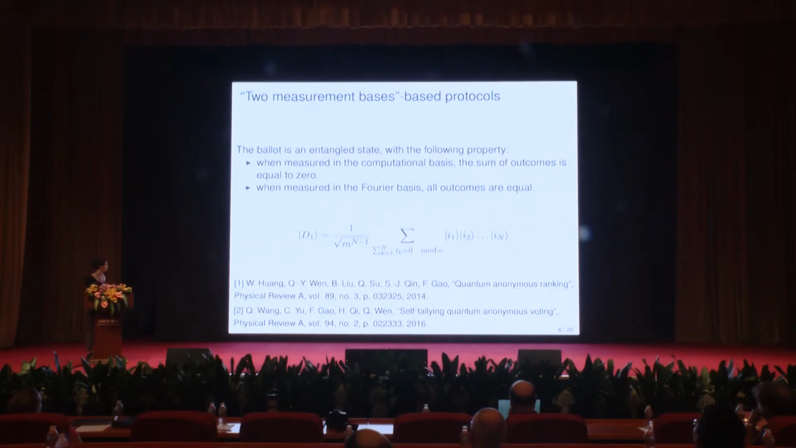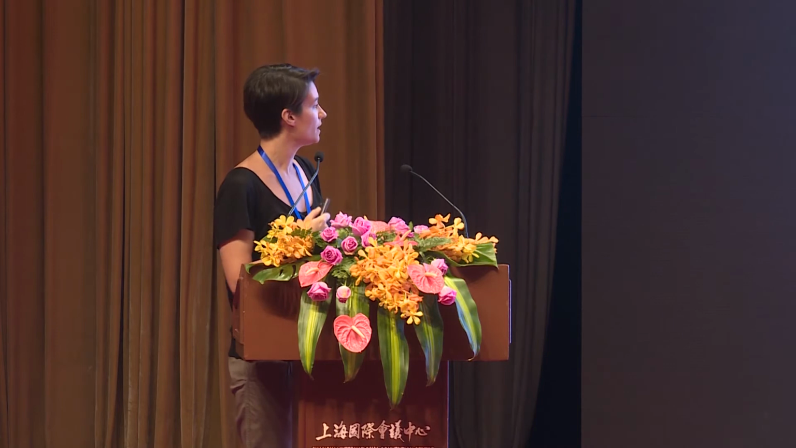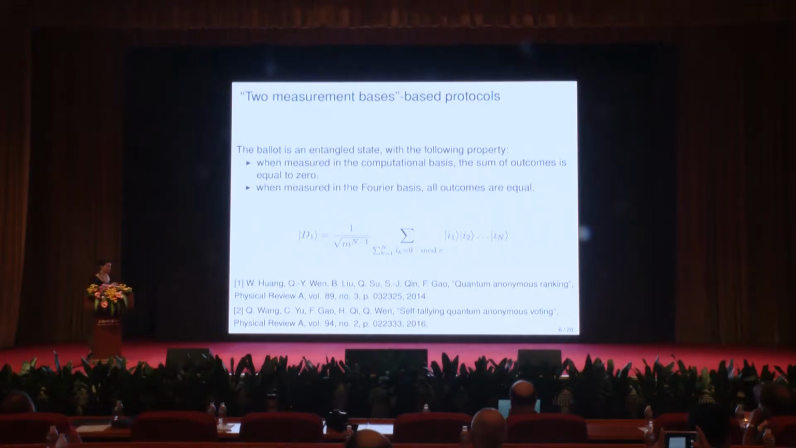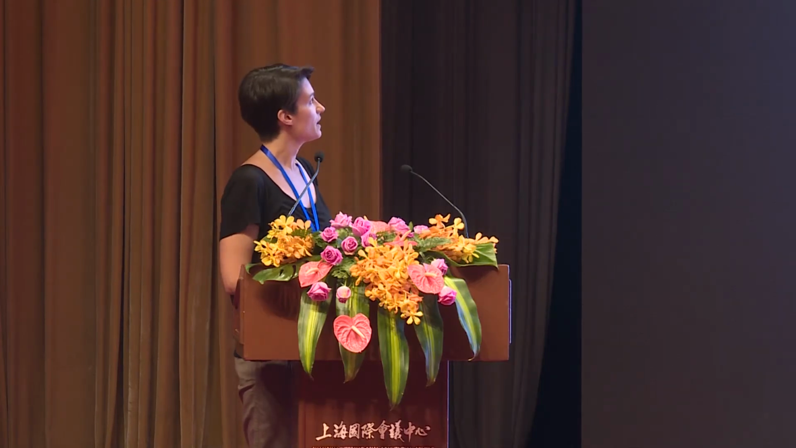There have been two papers that use this type of protocol, both in PRA, the one in 2014 and the second one in 2016. And the protocols go as follows. We have a lot of states that are shared. They are tested by the voters using a cut and choose technique. Most of them are checked and measured. Then some of them remain to be used for the protocol.